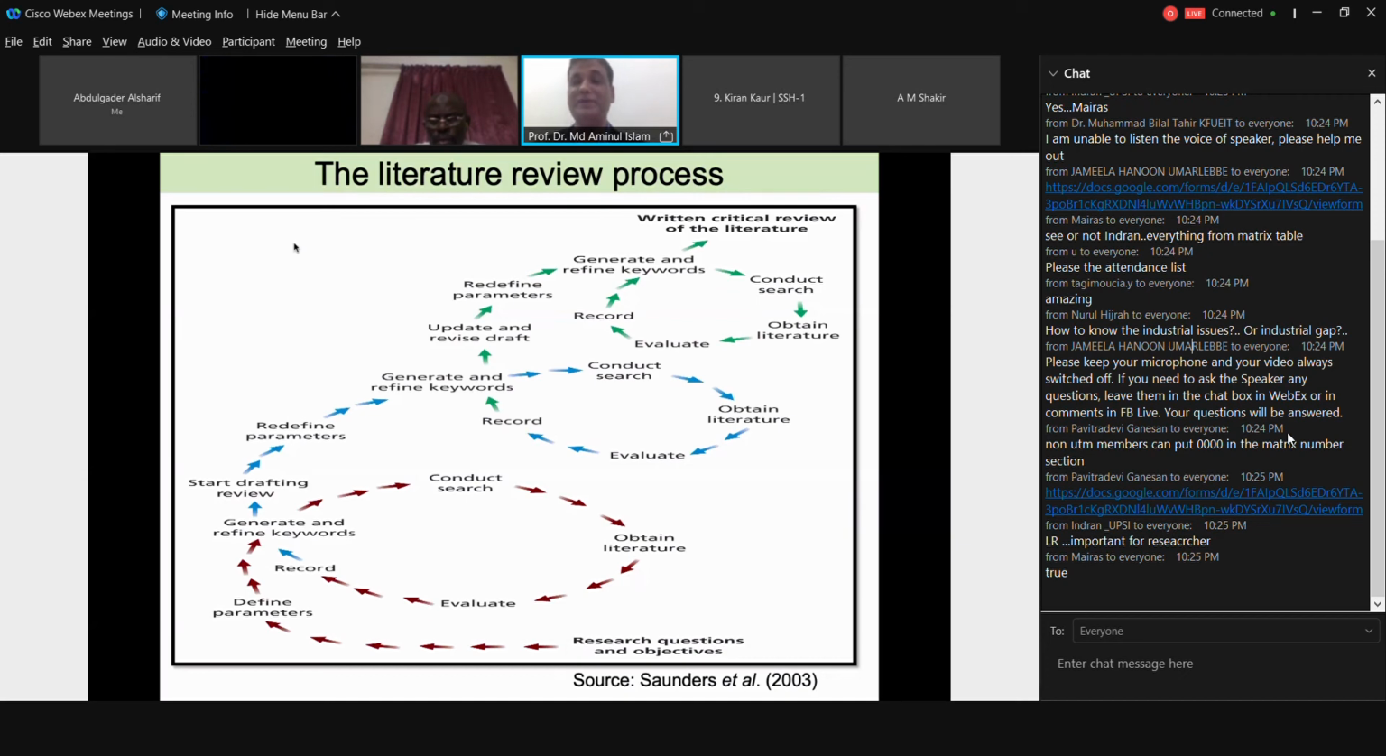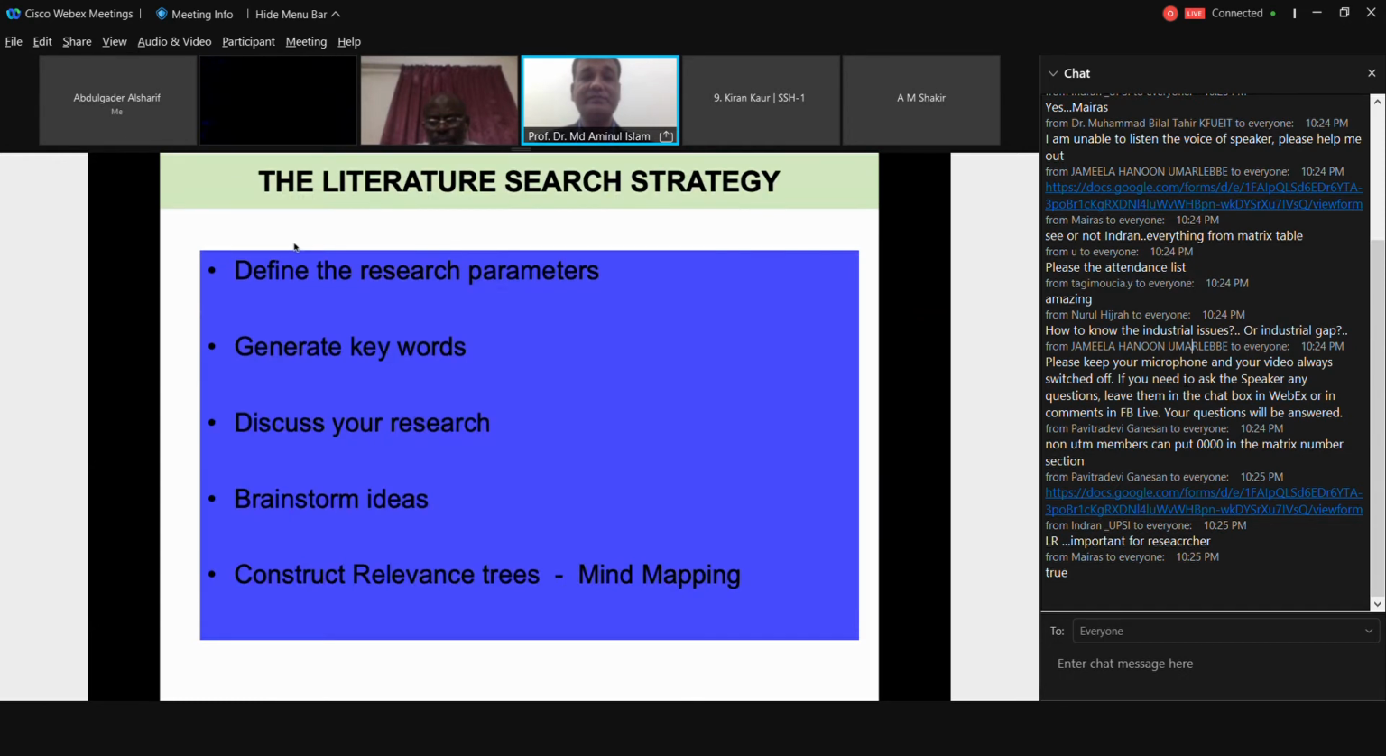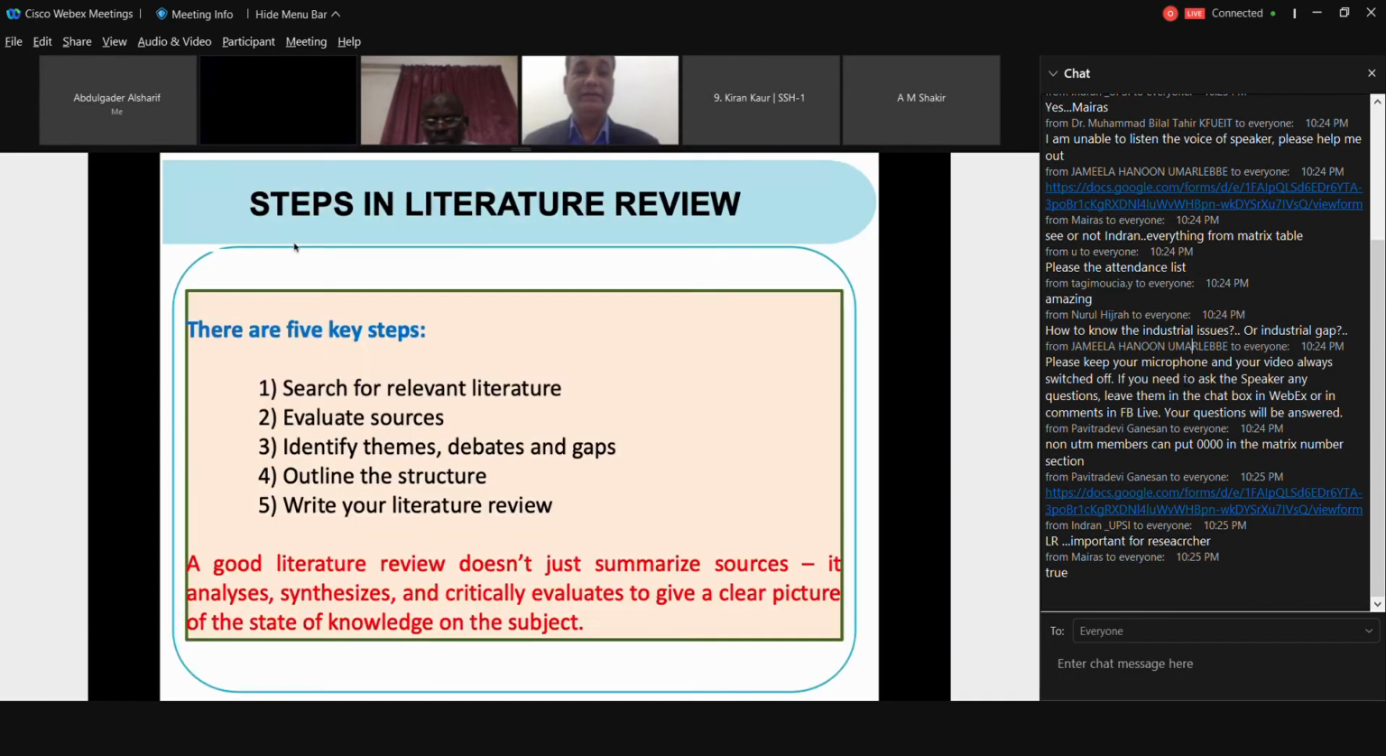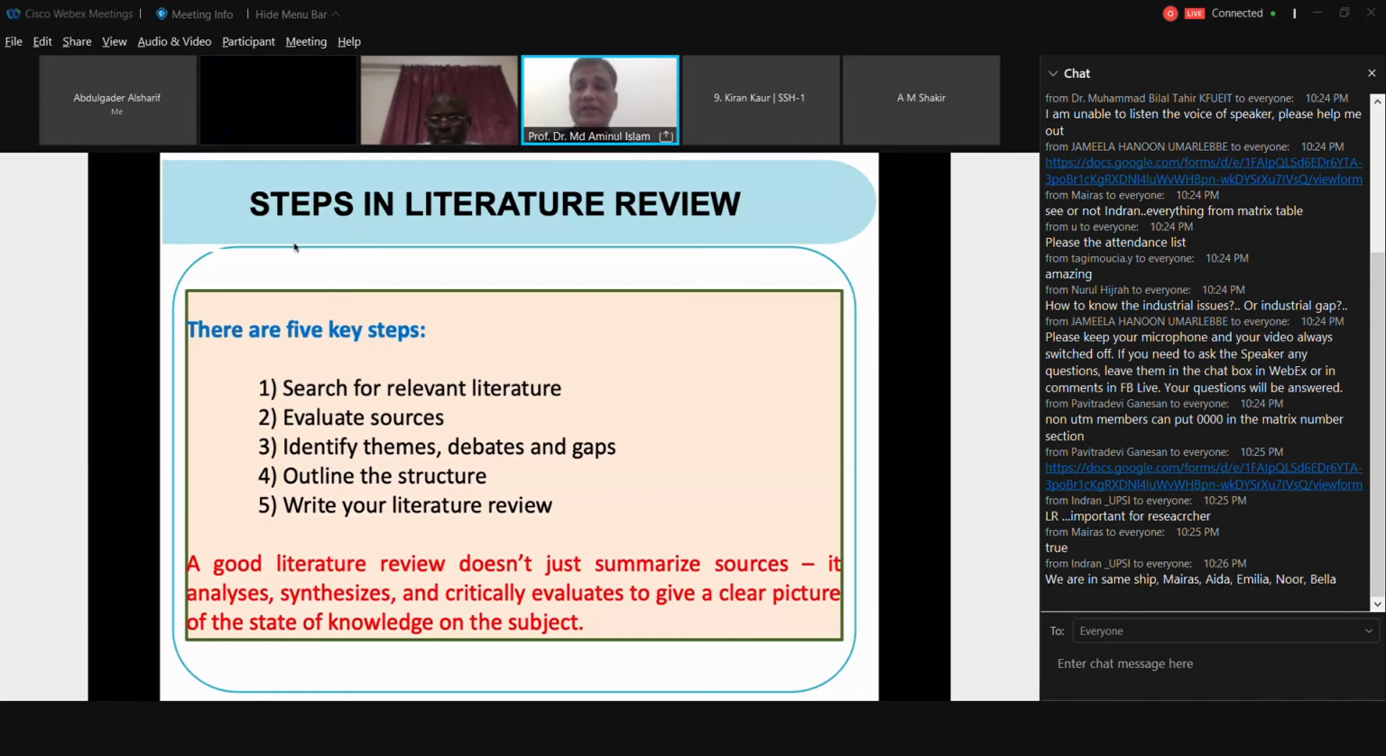Papers, you can refine the parameter, look for more papers, and it goes on. These are basically the steps in a literature review. We say search for literature, evaluate the sources, identify the theme, outline the structure, write a literature review.